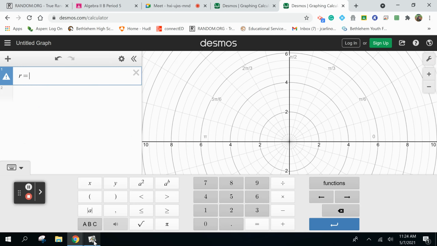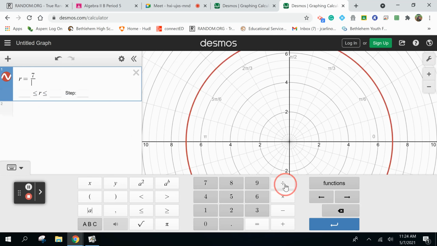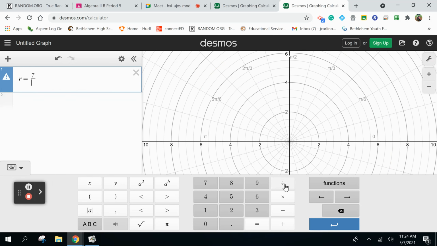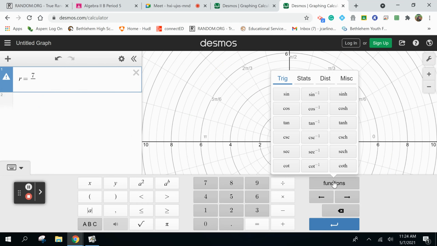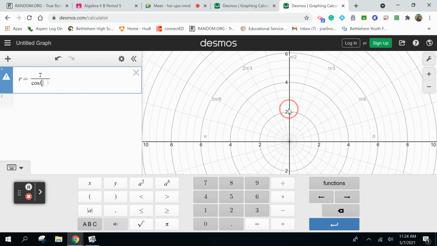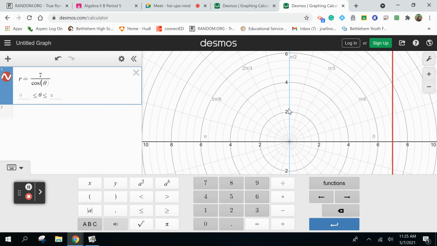7 over cosine theta. It's already 7 divided by. Now, if you want cosine, you go under the functions button, or you can type in the word COS. Now, here's the crazy part. How do you get theta? You literally type in the word THETA, and watch what pops up. Theta.